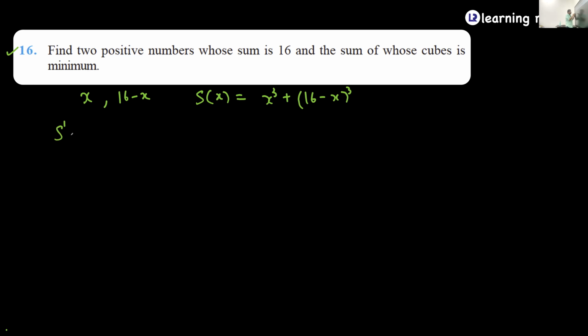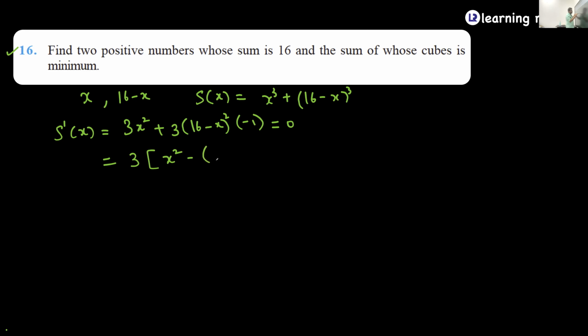Right. So what is s dash of x? S dash of x will be 3x square plus 3 into 16 minus x the whole square into minus 1. Right. This will be equal to 0 for maxima or minima. What gets cancelled? So 3 is gone. So 3, I'll take it out first. x square minus of 16 minus x the whole square is equal to 0. So this part is 0. x square minus 16 square is 256 plus x square minus, sorry, minus 32x is equal to 0.